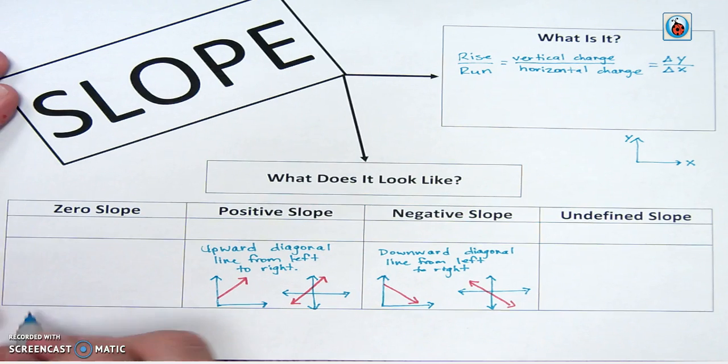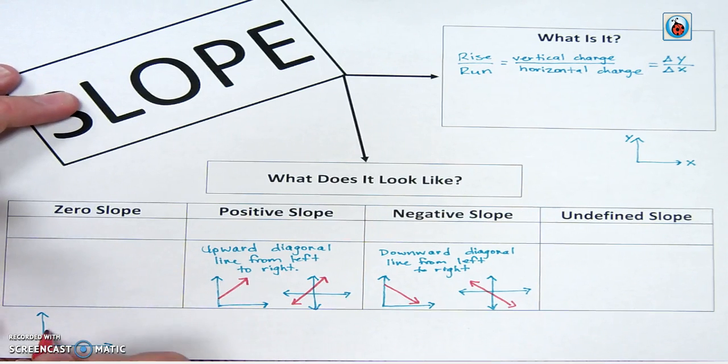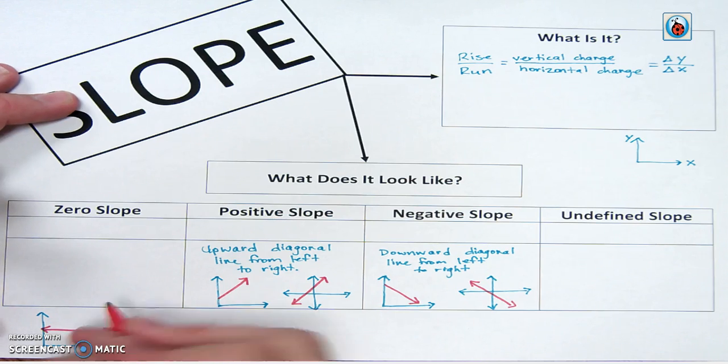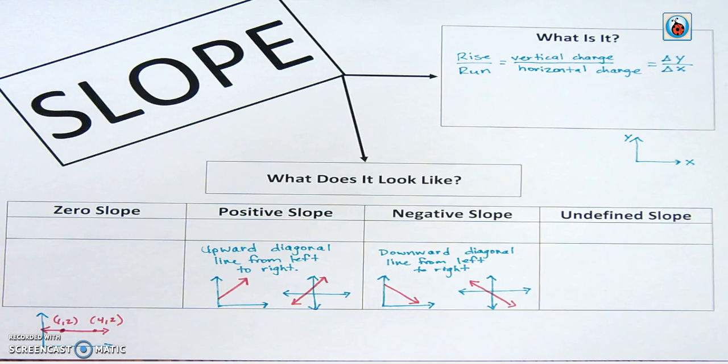If you think of a horizontal line, I'm going to draw one down here at the bottom. I'm going to draw this horizontal line, and I'm going to go ahead and label some points on my horizontal line. I'm going to label the point 1, 2, and let's make this 4, 2. Now I'm just going to think through this a little bit.